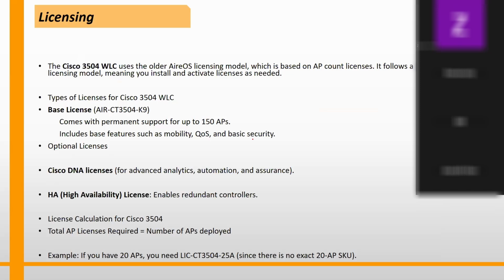So let's dive into the topic of licensing. As with any product, Cisco wireless controllers and APs also have to be licensed. For 3504, the licensing was pretty straightforward, where you can use the right to use license. The right to use license is nothing but a paper license where the license is present on the paper. You are not actually going and installing it, but it should be present.